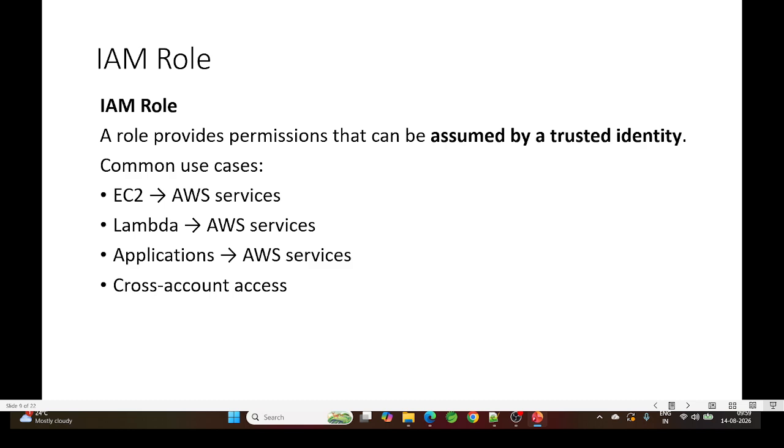Now we come to IAM roles. A role is different from a normal IAM user. A role provides permissions that can be assumed by a trusted identity or service. One of the most common examples is an EC2 instance accessing an S3 bucket. Instead of putting long-term AWS access keys inside the application, we can attach an IAM role to the EC2 instance.